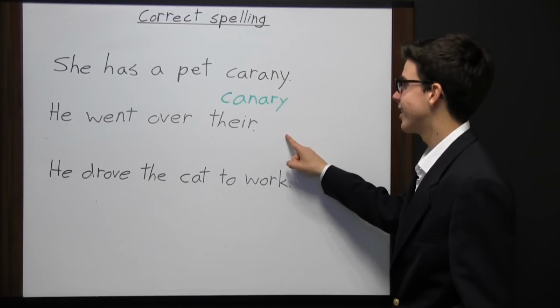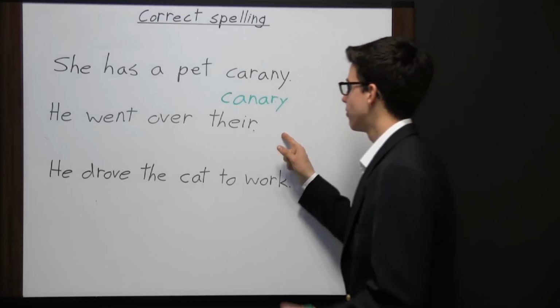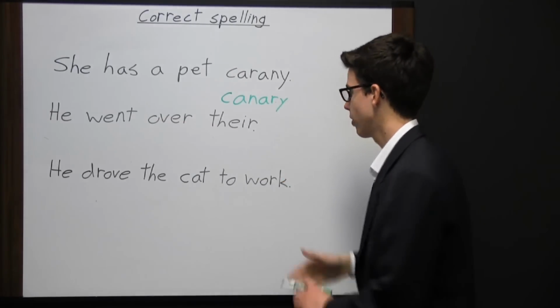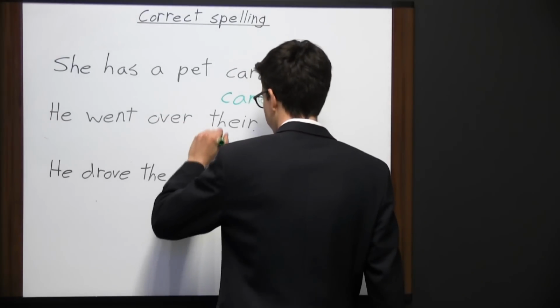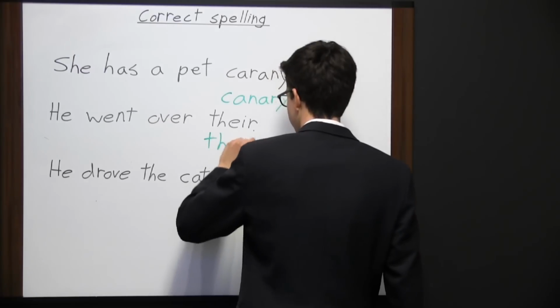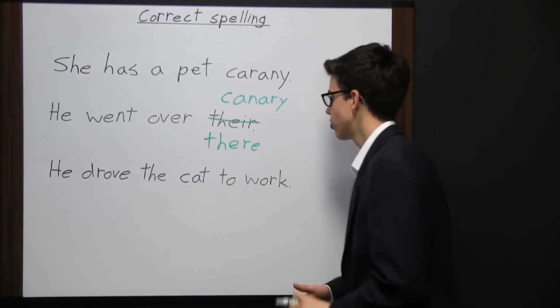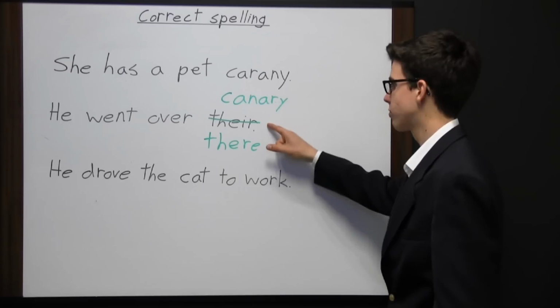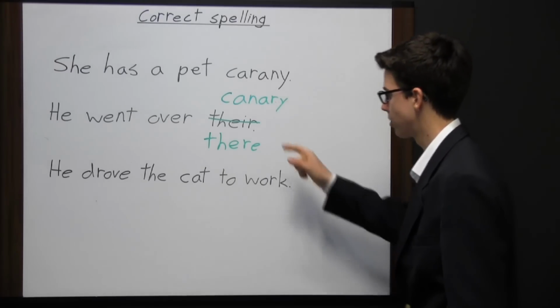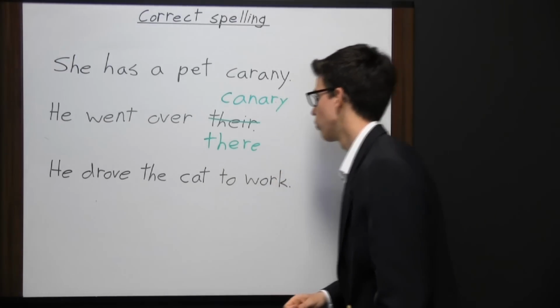The second sentence says he went over there. Now, this sentence is pronounced correctly. However, the word they were looking for here is T-H-E-R-E. It's two different words here. They're spelled differently and they have different meanings. So it's important to use the right word.